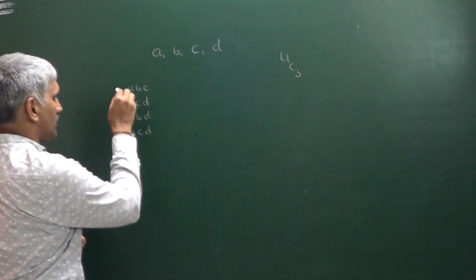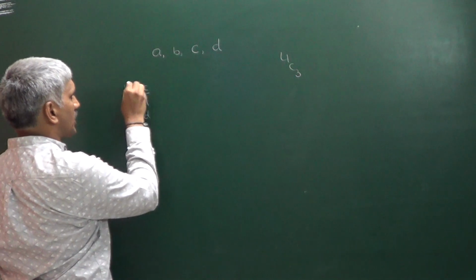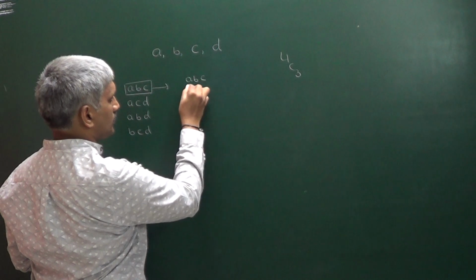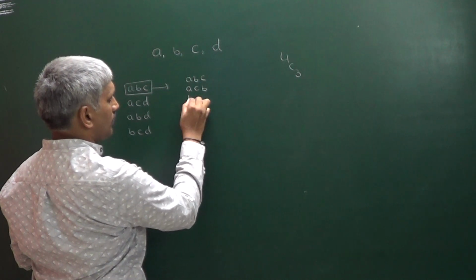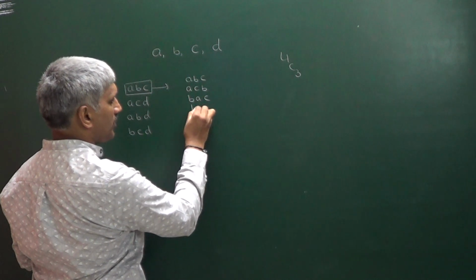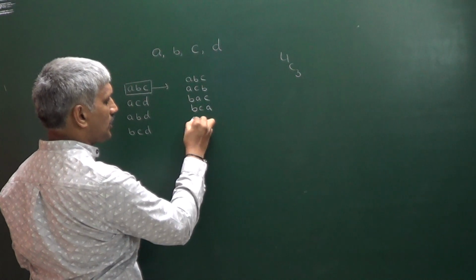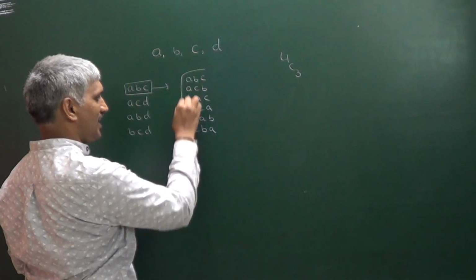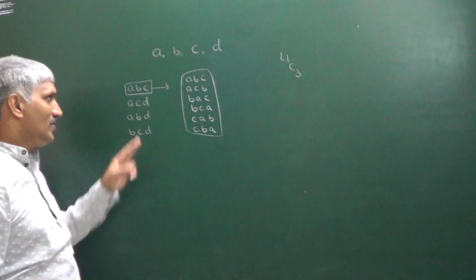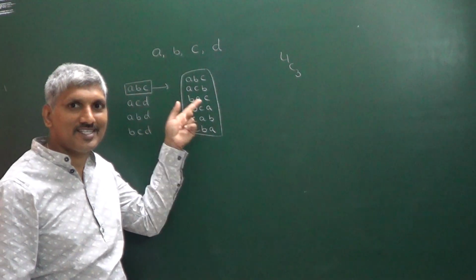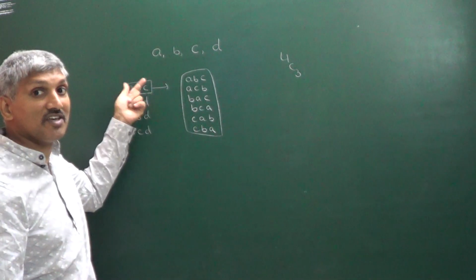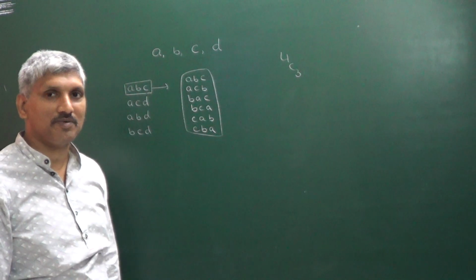But you can observe here, this single selection gives us ABC, ACB, BAC, BCA, CAB, CBA arrangements. One selection gives us 3 factorial arrangements.